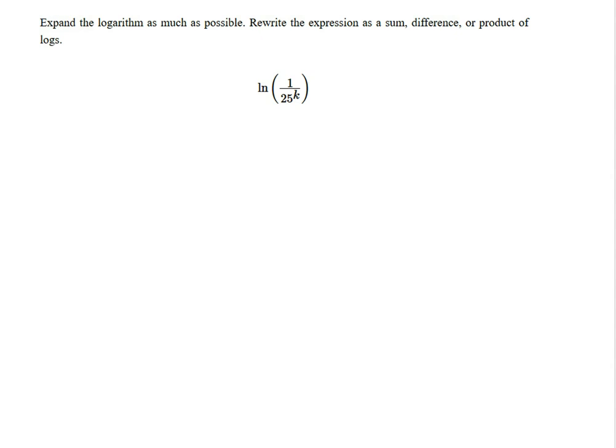Expand the logarithm as much as possible and rewrite the expression as a sum, difference, or product of the logs.